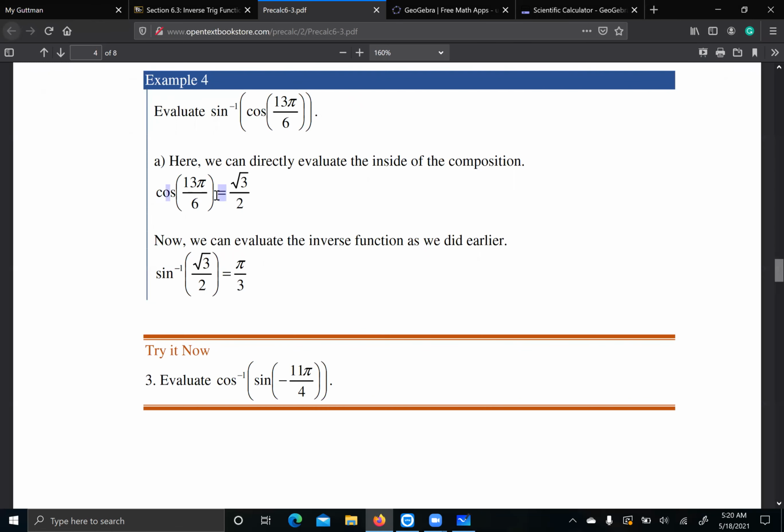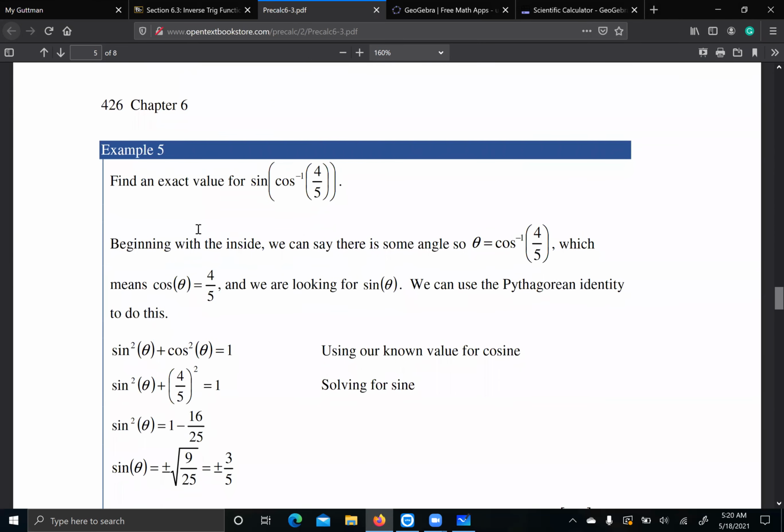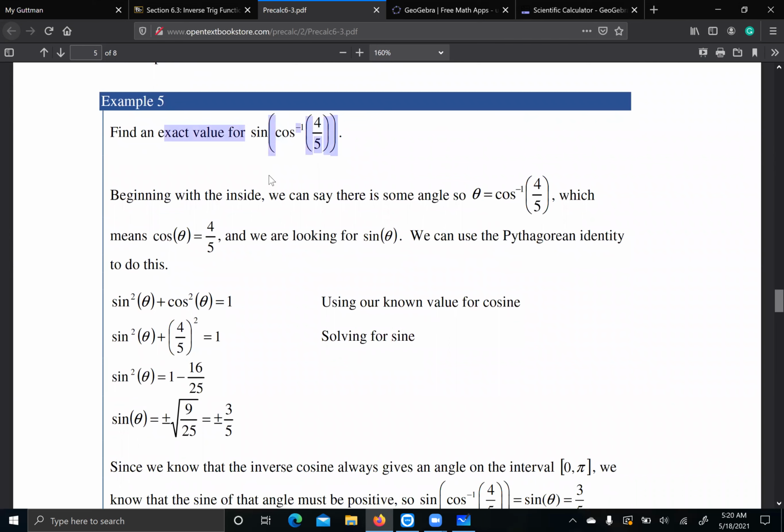So first we evaluate cosine, we get a square root of 3 over 2. Then we evaluate sine inverse of that value. Example 5, find the exact value for this one. Now we have a composition, again a composition, but sine and cosine inverse.